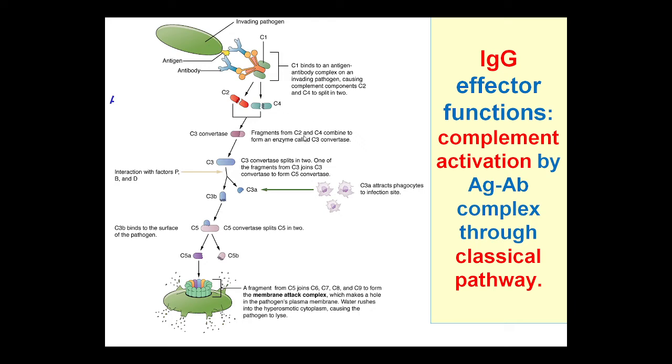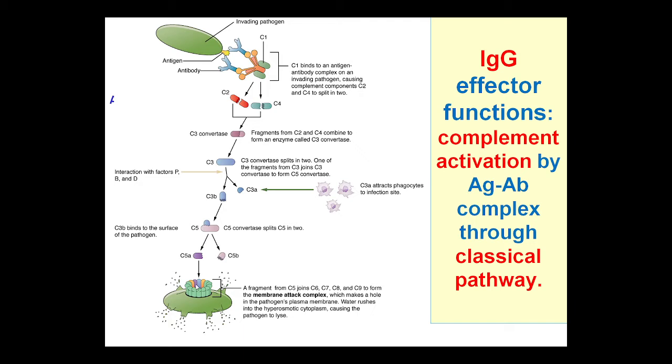C2A and C4B components of these molecules combine, forming C3 convertase that converts C3 to C3A and C3B. These molecules, C3, play a role in the formation of C5 convertase. C5 convertase produces C5A and C5B.